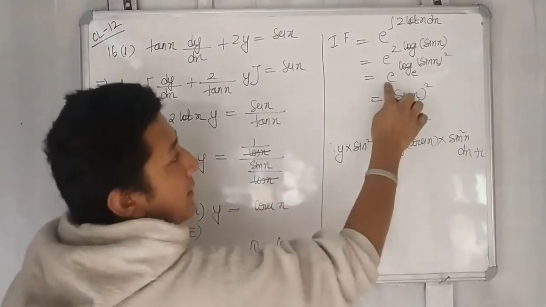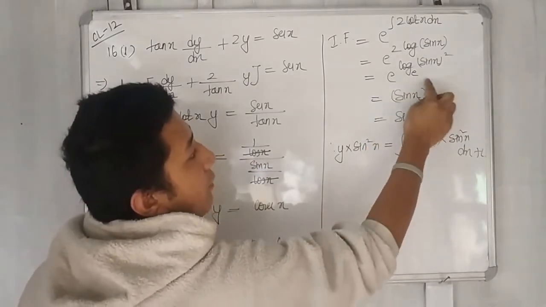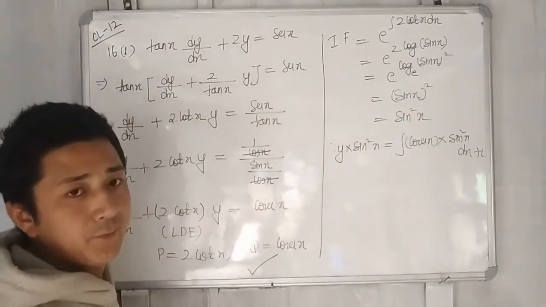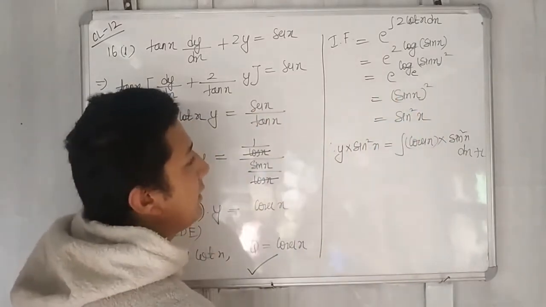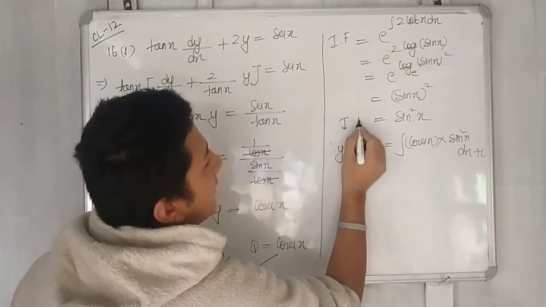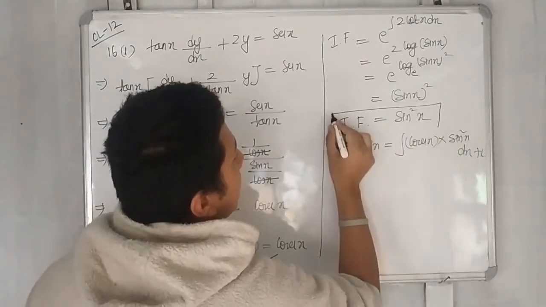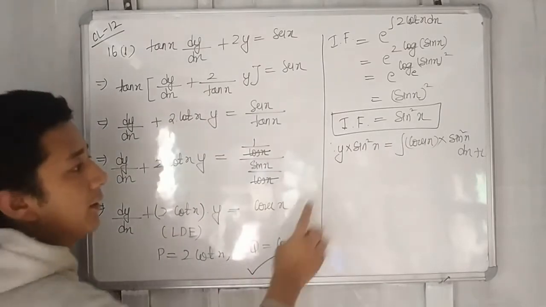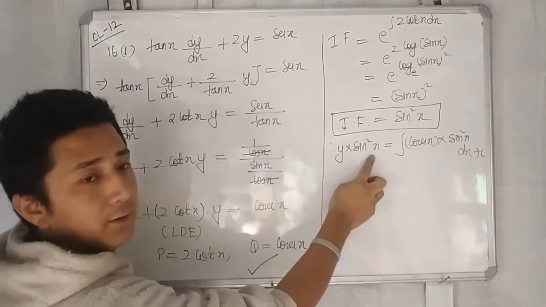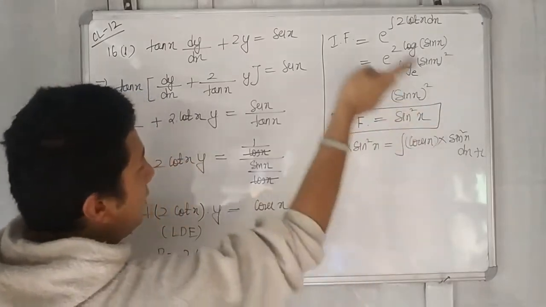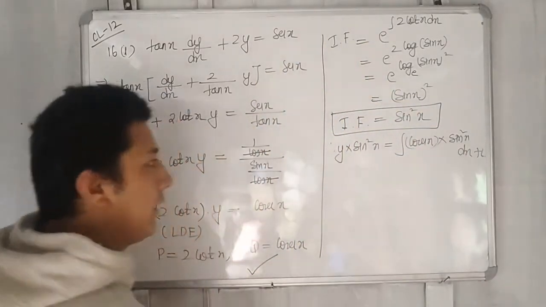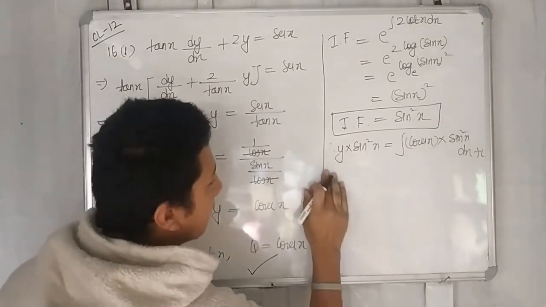Okay, now the base and the number is same, so hence the value for this will be only sin x whole square, which means sin square x. So sin square x is our integrating factor. So if this is the integrating factor, then the solution will be y into integrating factor is equal to integration q into integrating factor dx. Okay, let's proceed now.